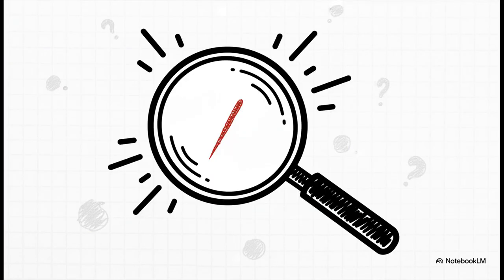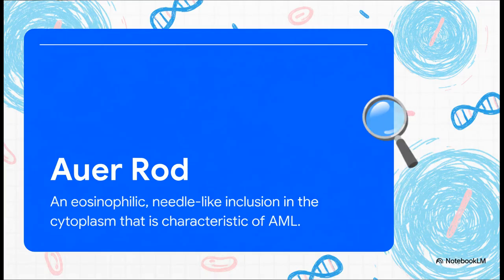Now, for AML specifically, there is one finding that is totally pathognomonic. And what that means is, if you see this on an exam, you can confidently click AML and not even think twice. And here it is, your number one buzzword for AML, the Auer rod. It's this pinkish, needle-shaped crystal made of fused granules, and you will only, and I mean only, find it inside a myeloblast. It is the microscopic smoking gun.